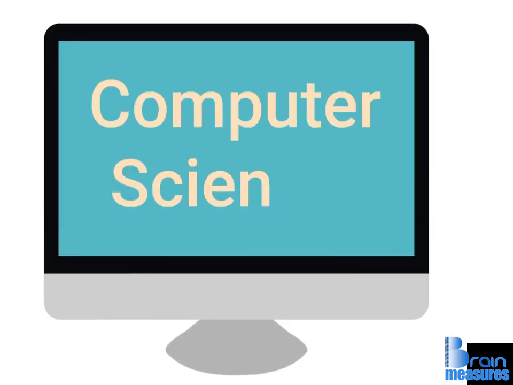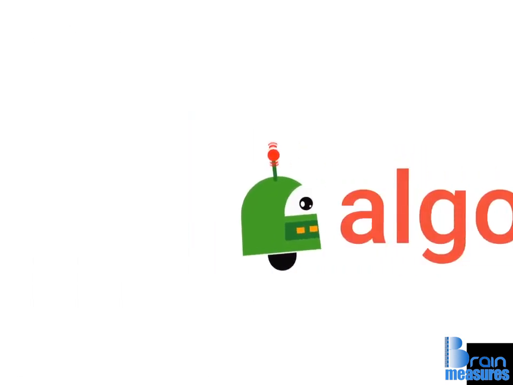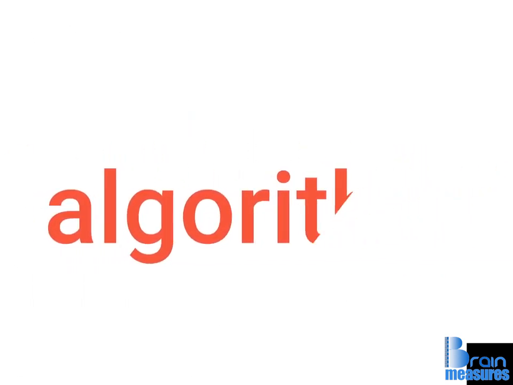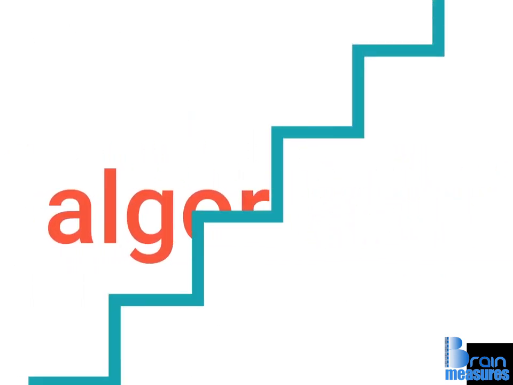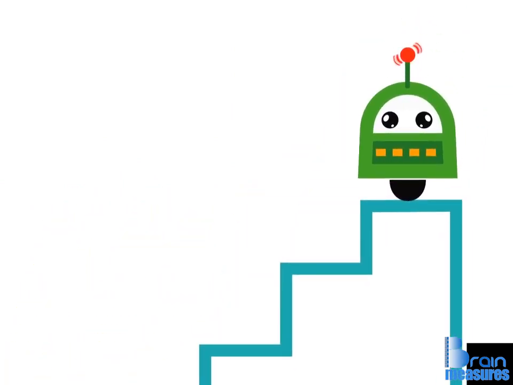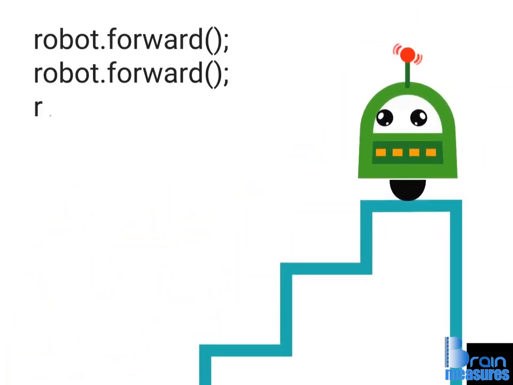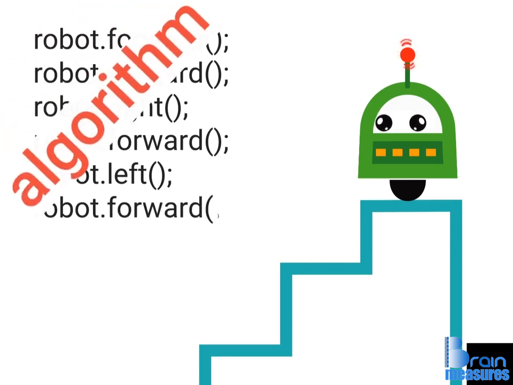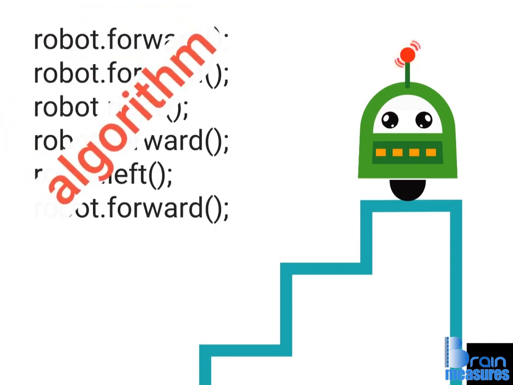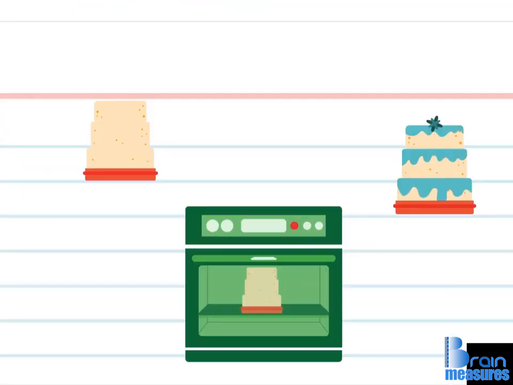In computer science, we use a special word for the solution to a problem. An algorithm is a set of steps that we must follow to solve a problem. For example, the sequence of instructions we give to a robot to reach the goal is an algorithm. We can even compare an algorithm to a cooking recipe.